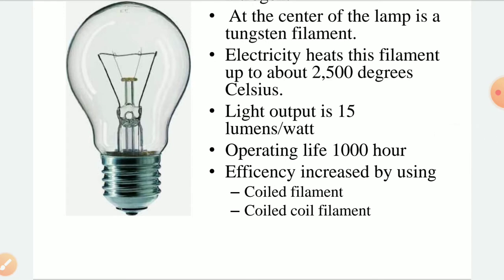So by this incandescent lamp, 15 lumens per watt of light is emitted. The operating life of this particular lamp is 1000 hours. So if you continuously turn it on for 1000 hours, it will withstand. The operating hours may vary, but the operating life of this particular incandescent lamp is 1000 hours.